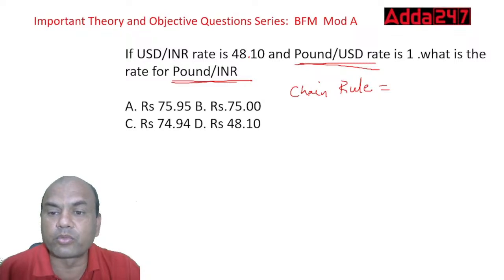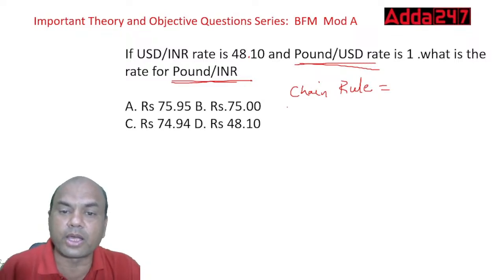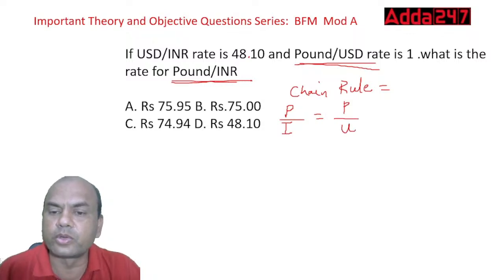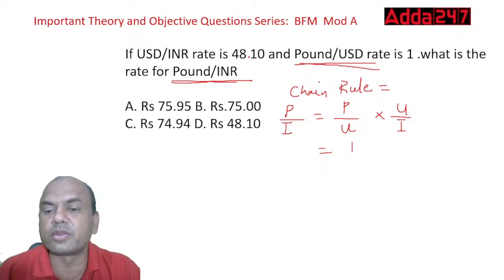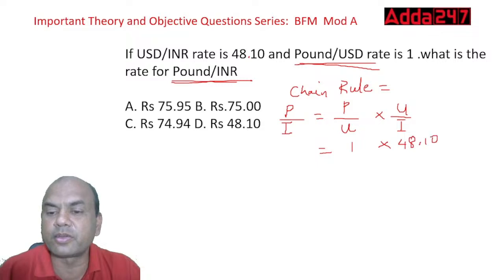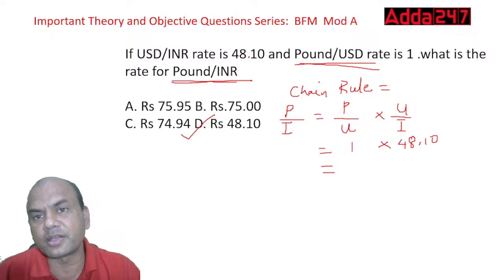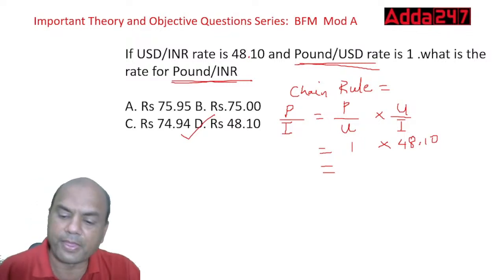You have pound to INR, I'll write it P to I. Okay, let's keep it simple. P to I will be pound to USD into USD to INR. Chain rule, you have studied this in your JIB also. So pound to USD rate is 1, so keep it 1 only. USD to INR is 48.10. So your answer will be 1 into 48.10. So D is the answer. Simple one. Next one.